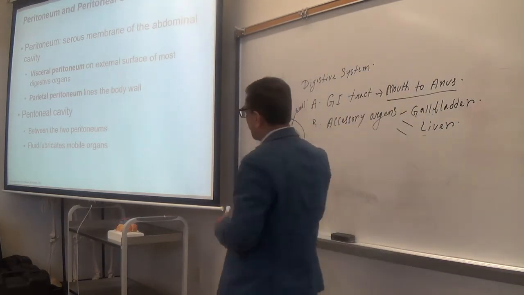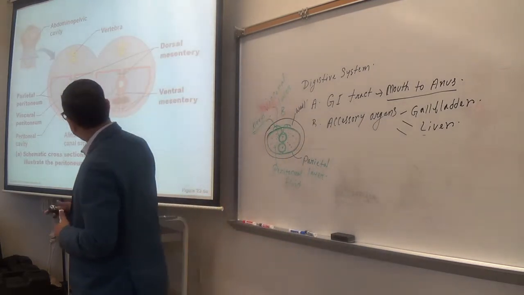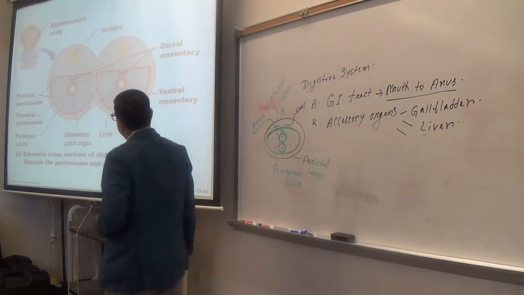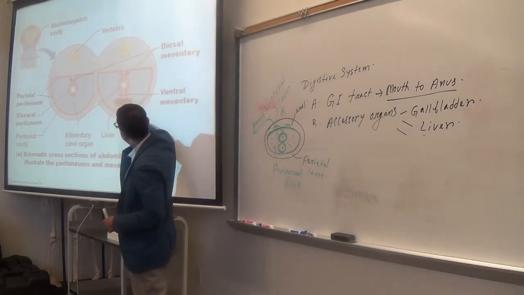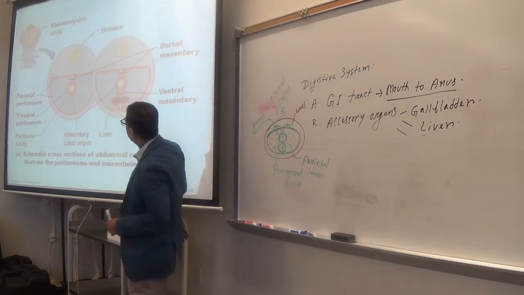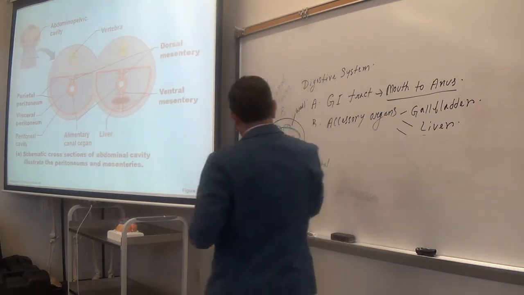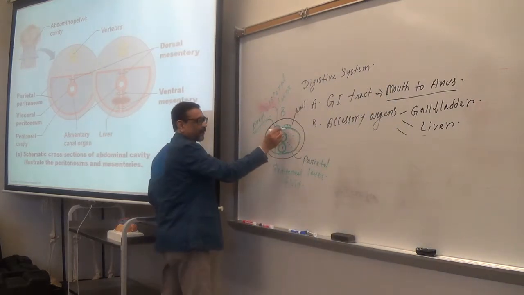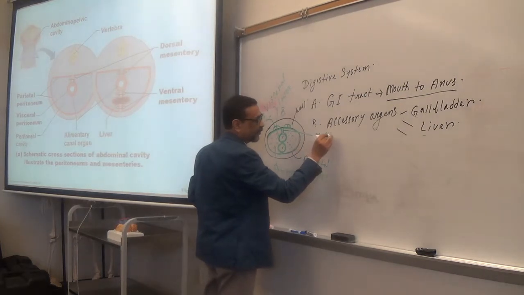So intraperitoneal means inside the peritoneal cavity, and retroperitoneal means outside of the parietal peritoneum. So those are the organs. You see here now, this is the body wall, parietal, visceral, covering internal organs, right? Now, this part that is going inwards is called mesentery.